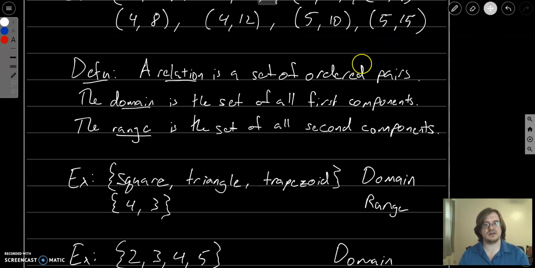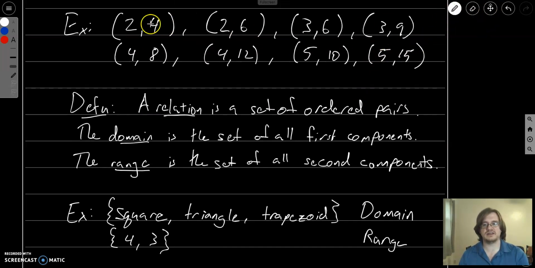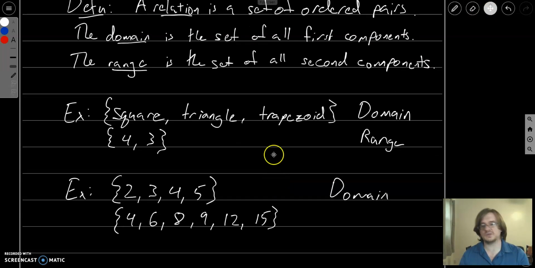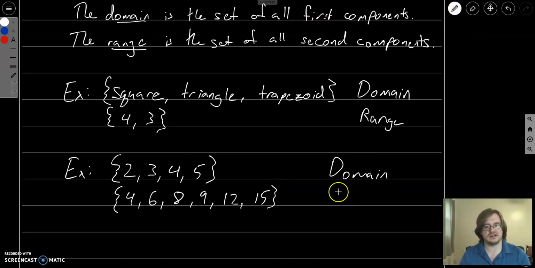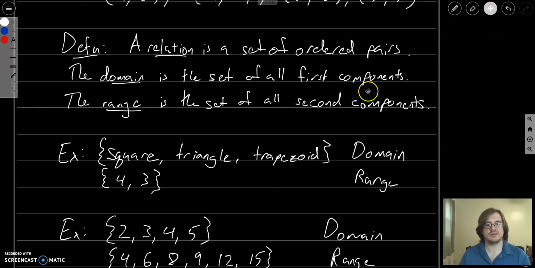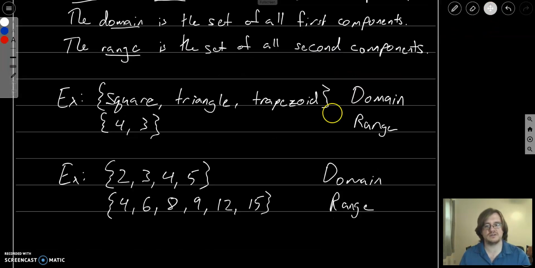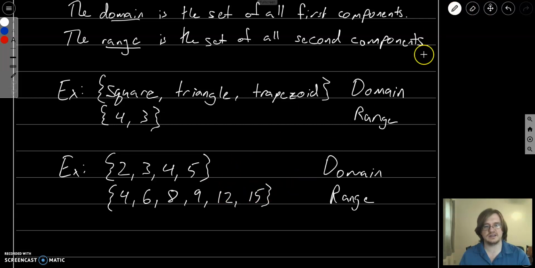The range is everything on the right-hand side, so 4, 6, 6, 9, 8, 12, 10, 15. So 6 was listed twice. We don't have to list it twice. In fact, we shouldn't. So our range is going to be 4, 6, 8, 9, 12, and 15. I believe I forgot one. Yeah, so 10 is also in this list. So we'll just add that to the end.